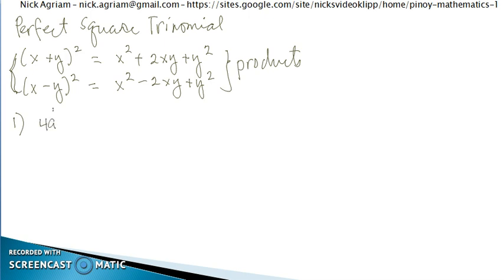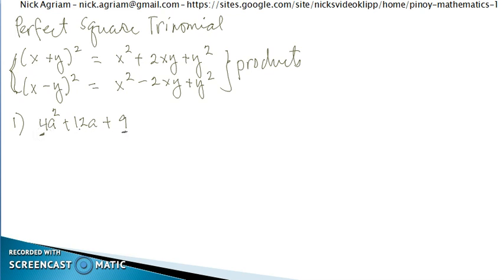4a squared plus 12a plus 9. How could I know, or how could you know that this is a perfect square trinomial? You need to do some investigation. I need to investigate if 4 is a perfect square. Yes. 9 is a perfect square.